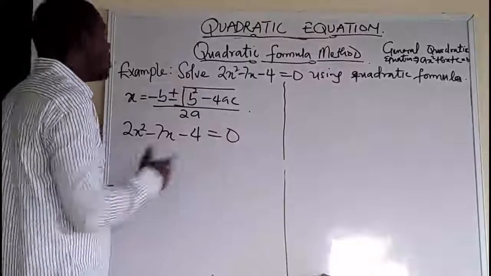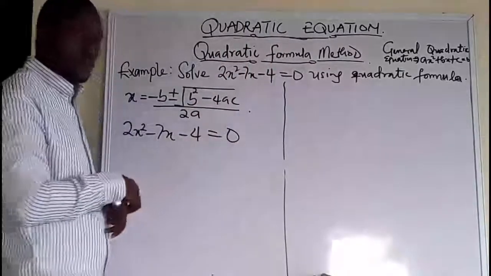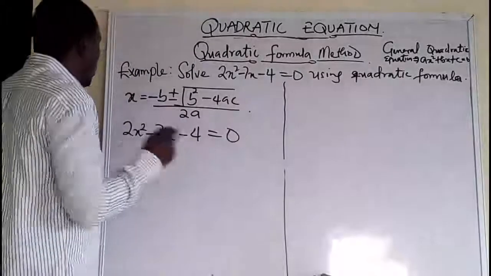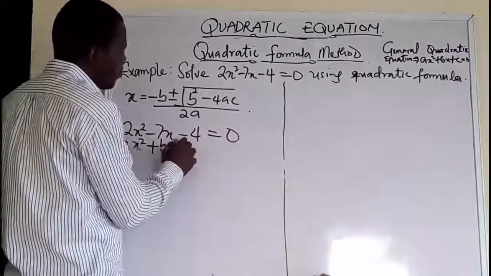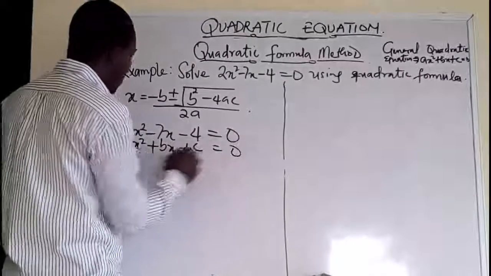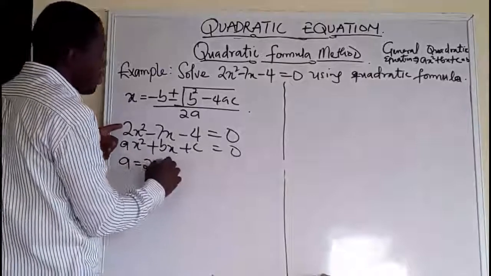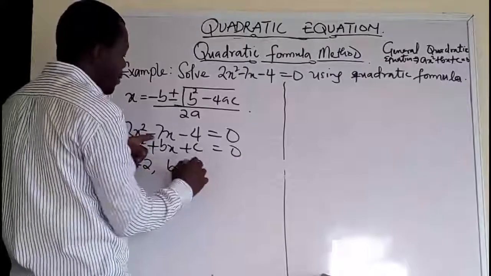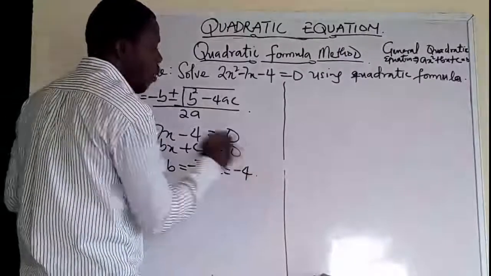So the first thing is you have to compare any equation that is given with the general equation of a quadratic. That is, if you have to use the quadratic method, which is what? ax squared plus bx plus c equal to 0. So that means our a in this equation is equal to 2, our b equals minus 7, don't forget, and our c equals minus 4.